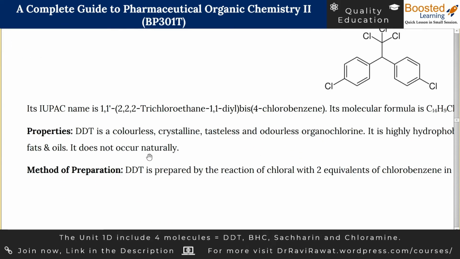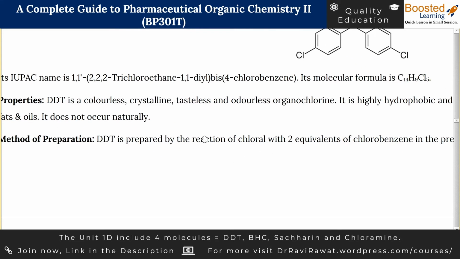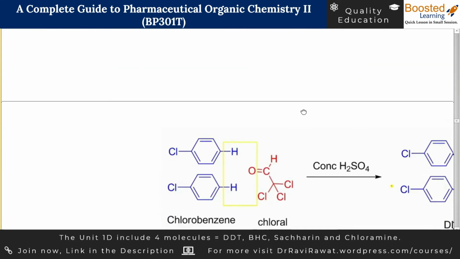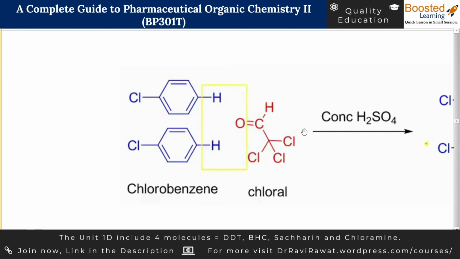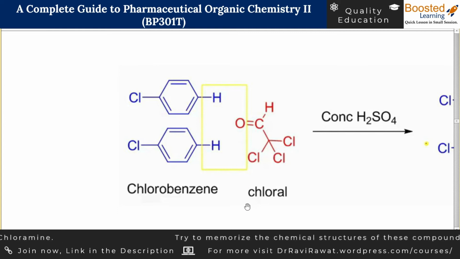It's a man-made compound. It is not found naturally in anything. It was a man-made compound discovered by Paul Hermann Muller. The method of preparation includes reaction between chlorobenzene and chloral. Chlorobenzene is nothing but benzene with one chloro group. So we are taking 2 molecules of it, and the third molecule is chloral.